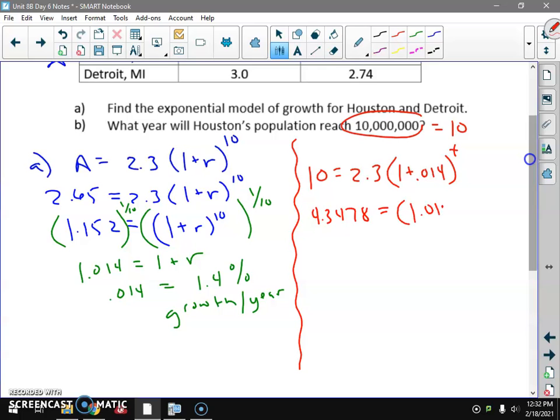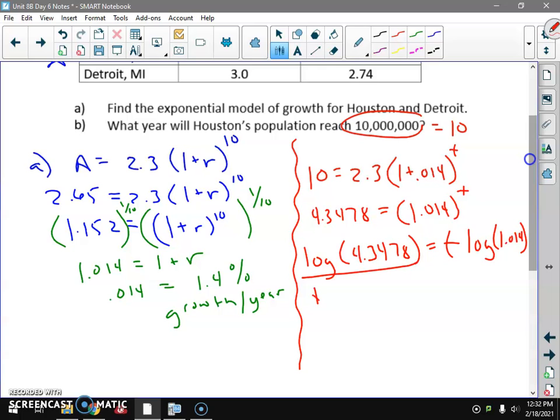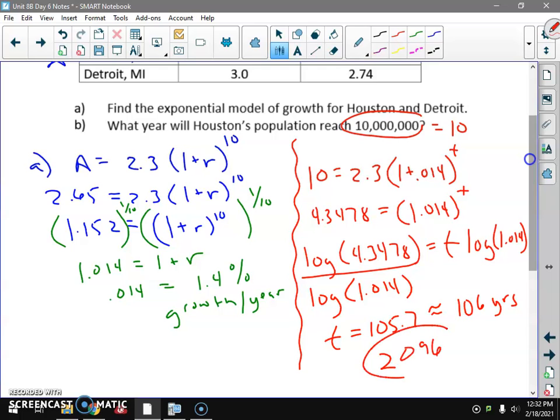I'm going to call this just 1.014 if you don't mind. T is up in the variable, so I've got to take the log of both sides. I'm going to take the common log this time, even though more often than not I take natural. I would have t down front, times log of 1.014. And now just divide. So log of that 4 decimal number divided by log of the other decimal should give me t. And I got t to equal 105.7. So I'm going to call that 106 years from 1990, which would be the year 2096.